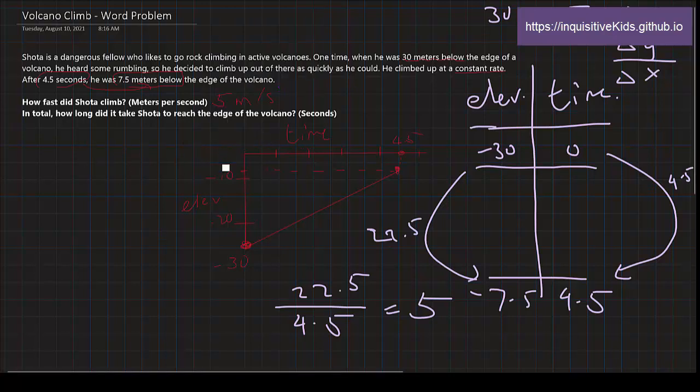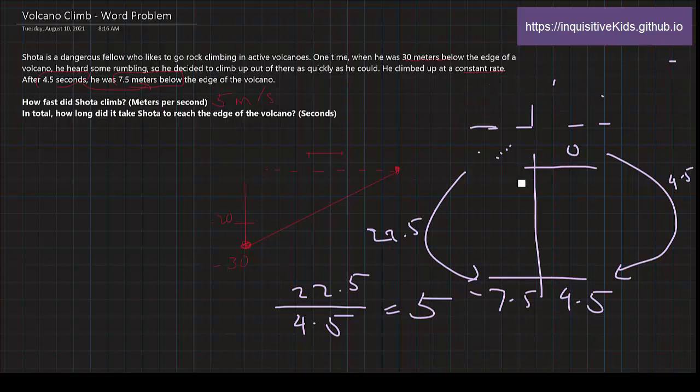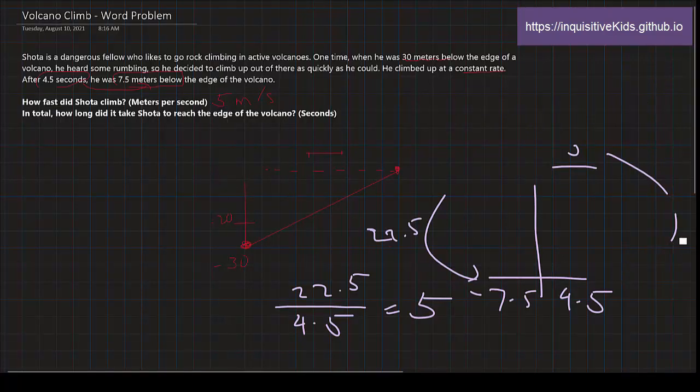Now I'll use a larger eraser. We are going to look at the second problem. What does it read? It says, in total, how long did it take Shota to reach the edge of the volcano, in seconds? Let me quickly finish erasing this.